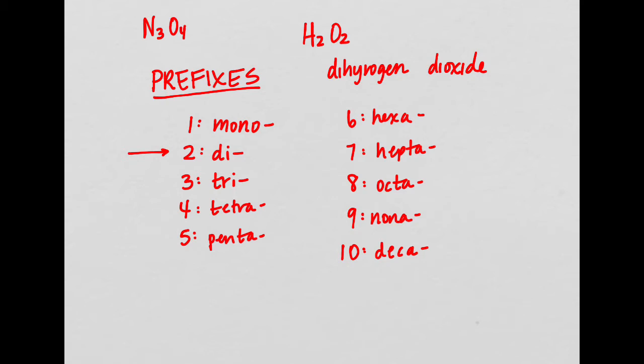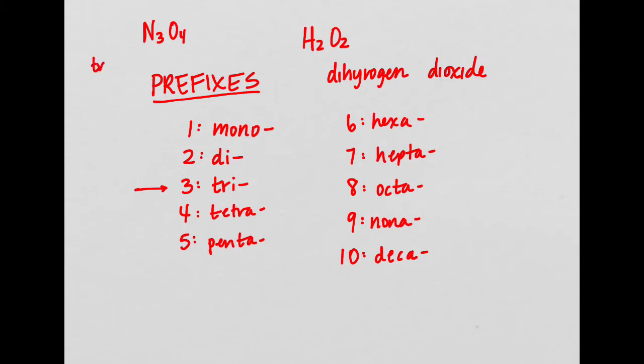If we have N3O4, we're going to add a prefix every time that we have these subscripts, okay? Or even if we don't have subscripts. So N3O4. N3 would be our tri, so this would be trinitrogen. And then we have a 4 here in our formula, so this is going to be tetroxide. We don't say tetraoxide, we say tetroxide.